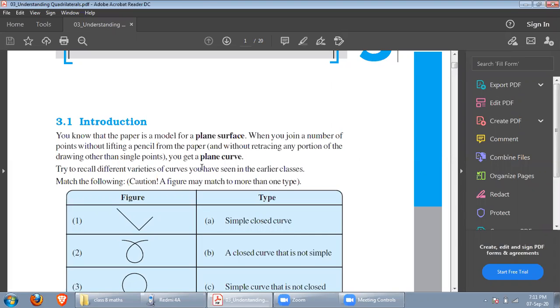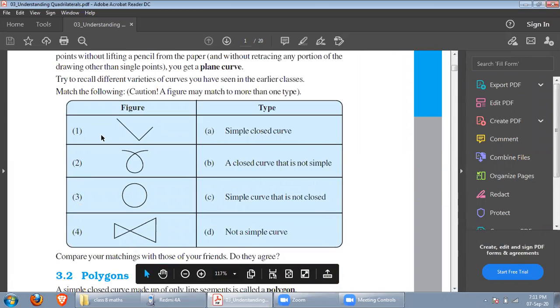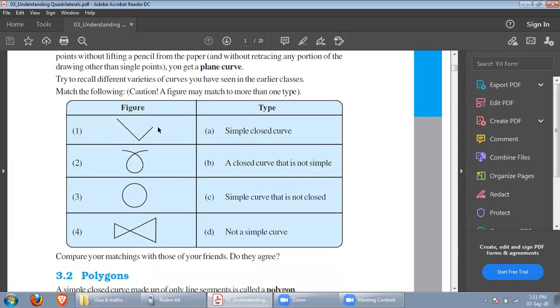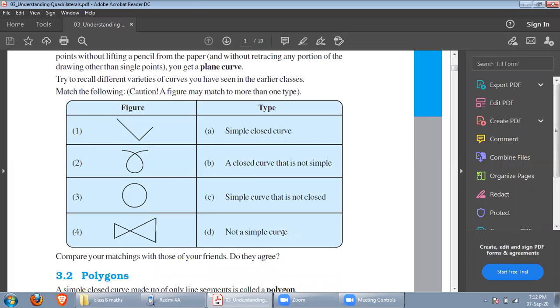Okay. Try to recall different varieties of curves you have seen in earlier classes. Match the following. Let's check it out. Number one, everybody answer. This number one is which type? Is it a simple closed curve? Is it a closed curve that is not simple? Is it a simple curve that is not closed? Not a simple curve. Number C. Simple curve that is not closed.